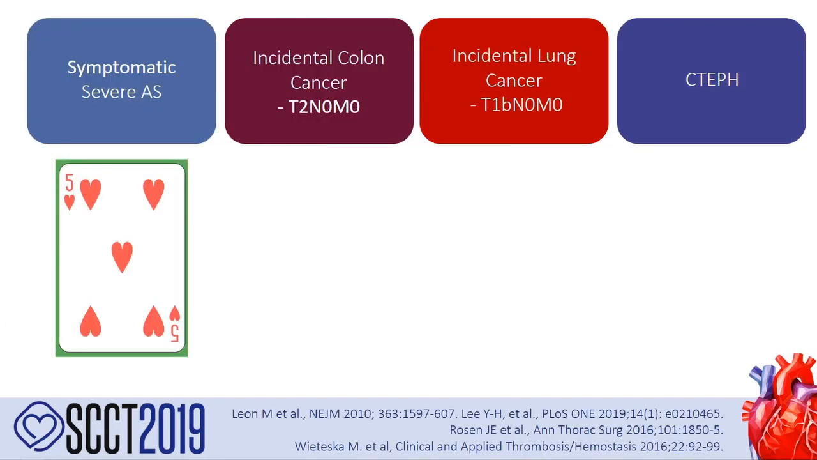Now, I don't know how many of you are familiar with Card Sharks or Bruce Forsyth's Get Your Cards Right. We're going to play a game of higher or lower. So symptomatic severe aortic stenosis, I've chosen the 5 of hearts appropriately enough because it's the heart, and also 5 because there's a 50% 1-year survival from untreated symptomatic aortic stenosis.